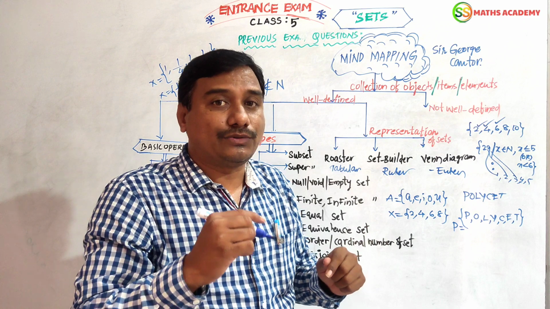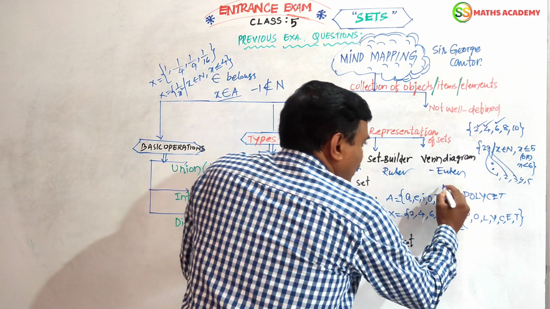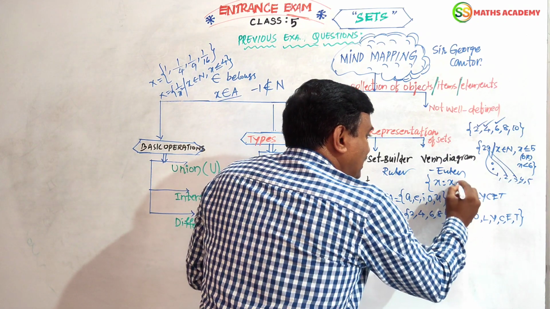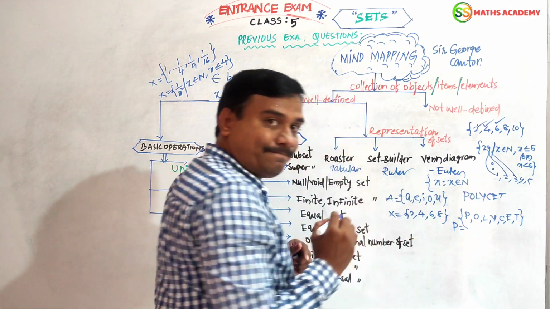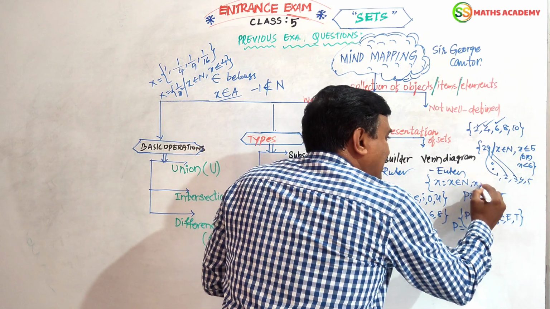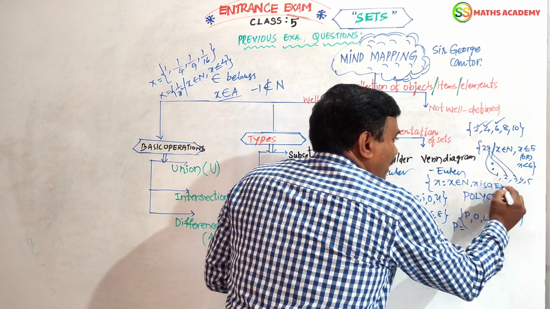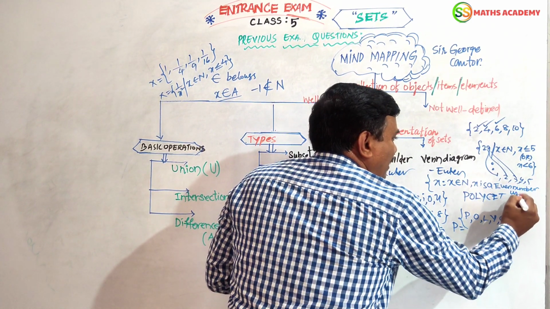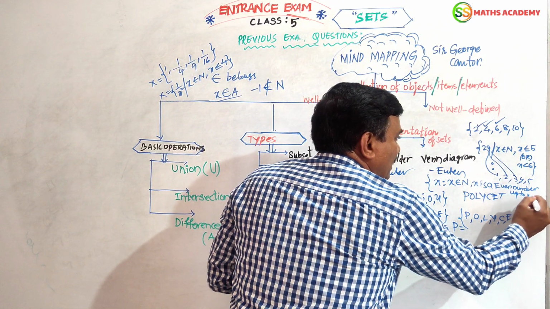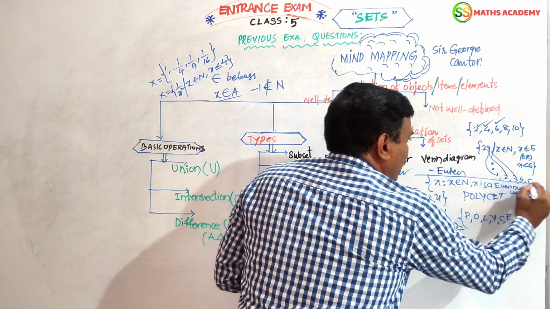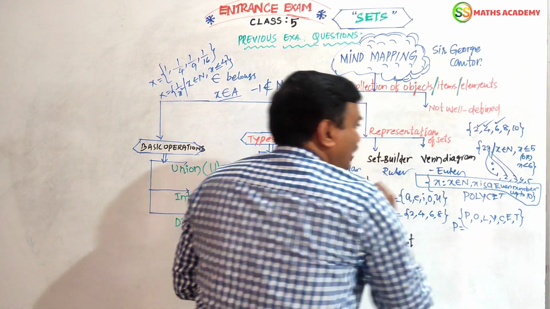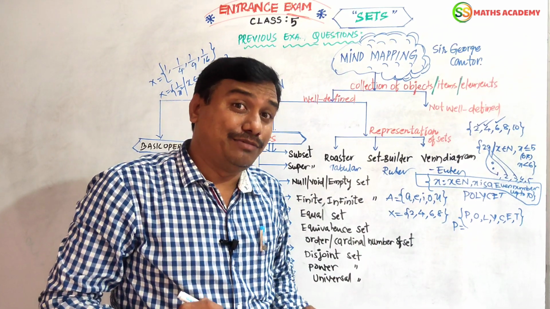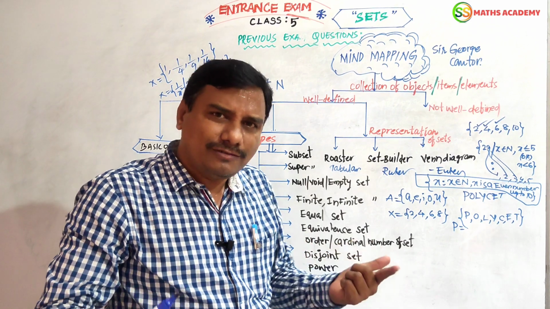We can write another form also. How is it? Like this, you see better. X such that x belongs to N and x is an even number, x is an even number up to 10. This is also correct. Set builder form we can represent in two ways. Yes, two ways are there.